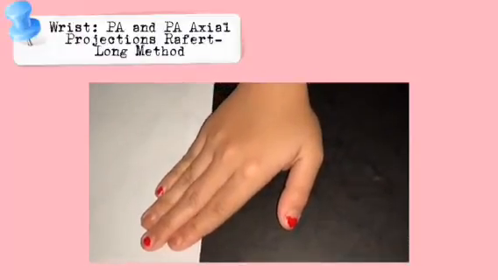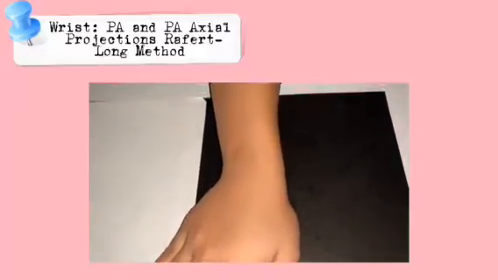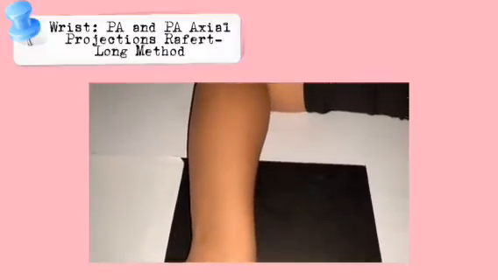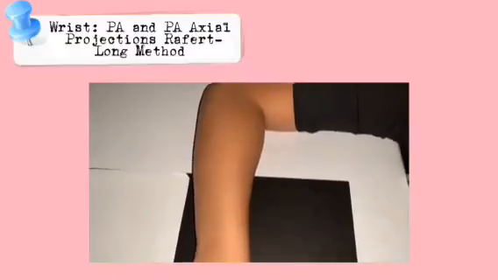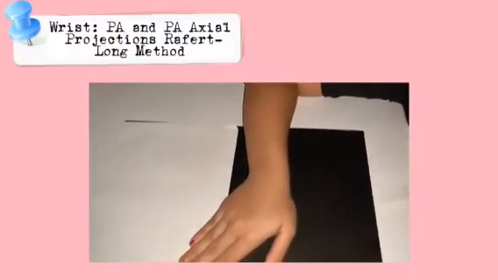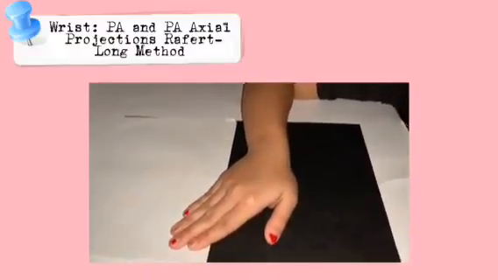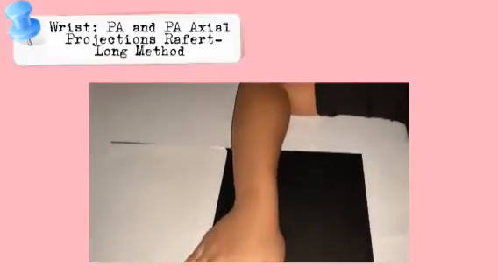Wrist scaphoid series, PA and PA oblique projections, Rafford-Long method. Position of patient. Sit the patient at the end of the radiographic table with the arm and forearm resting on the table.